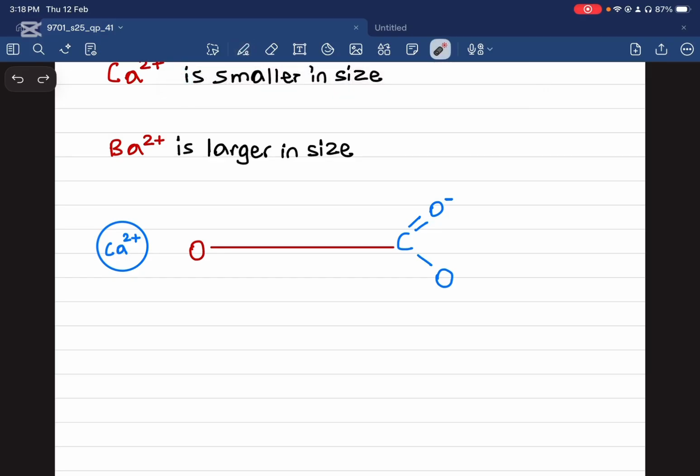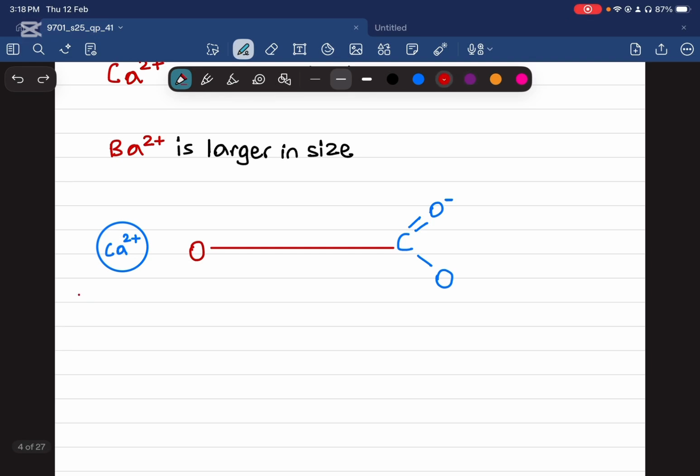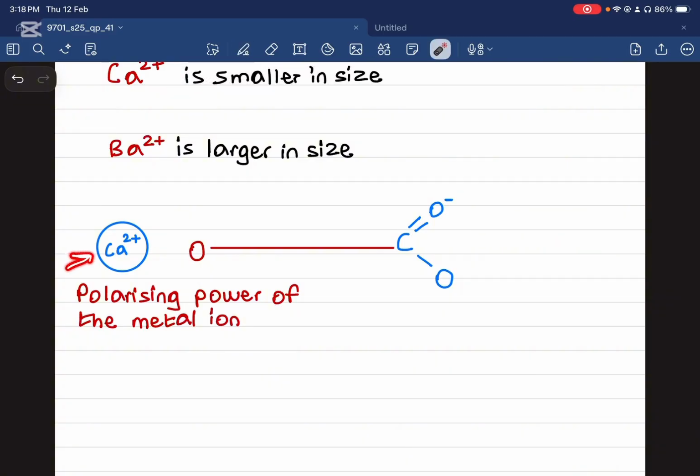Now, you do know what just happened, right? The positively charged metal ion is pulling on these negatively charged electrons. This is called the polarizing power of the metal ion. When we talk about polarizing, polarizing simply means attracting something towards oneself. So, this positively charged metal ion is attracting these electrons towards itself. It's polarizing the carbonate ion. Why? Because it has the power to do so.